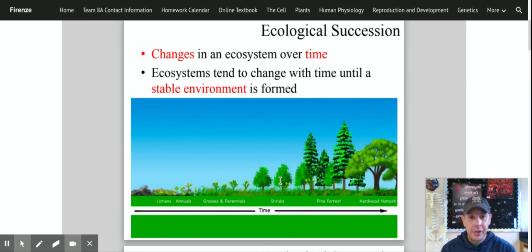With more animals coming to the area, they bring in more seeds falling off their fur and stuff like that. Then we get trees starting to grow, and eventually we become a full-fledged forest. In ecological succession, this is what's known as a climax community. A climax community is when the forest is fully grown. Eventually, some sort of destruction is going to happen to that climax community: a forest fire, some sort of natural disaster, and then the entire process begins again.